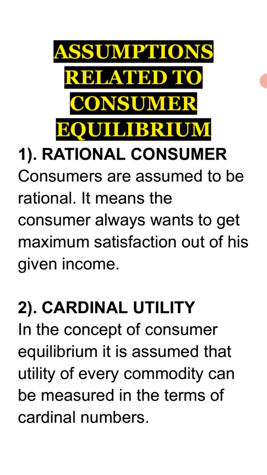Now, what are the different assumptions of consumer equilibrium? The very first is the rational consumer. That means the consumer is rational, the consumer is mindful, and every activity of the consumer is associated with the maximization of satisfaction. Every time, he is making an effort so that he can maximize his satisfaction. The second one is cardinal utility. According to the consumer's equilibrium concept, we are on the cardinal approach, according to which whatever satisfaction or utility we are getting, we can count it in terms of cardinal units such as 1, 2, 3, 4.